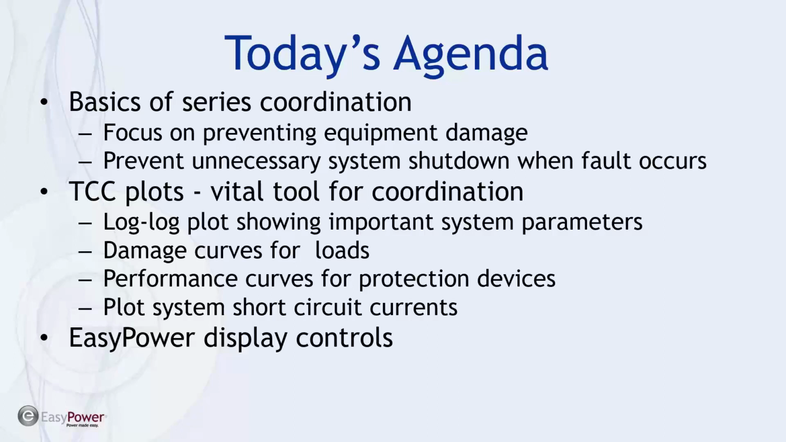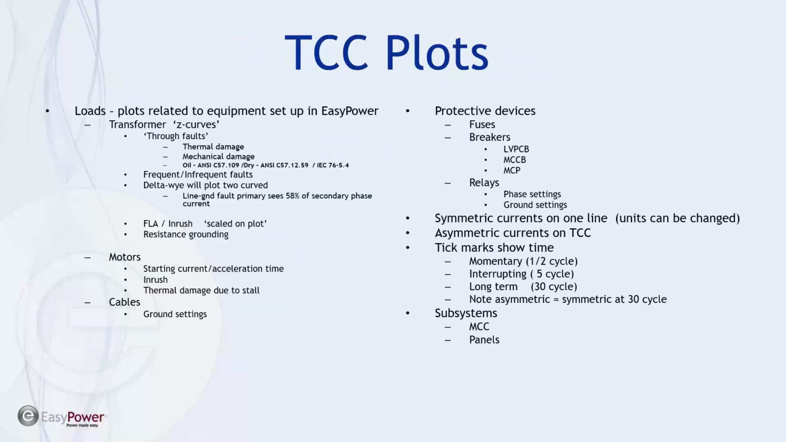So again, most of the time today, we're going to be talking about the characterizations of a TCC plot, what information it shows on each of the different types of elements in the system, and then start to get into plotting short circuit currents. I think we can cover most of that in the next 30 minutes. What we're going to begin with is the transformer curves, which are referred to as Z curves.